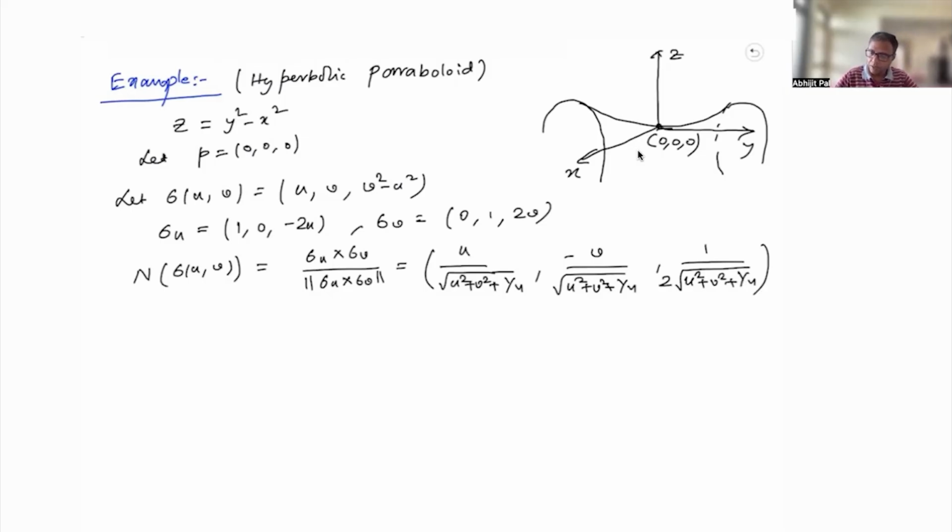Okay. So now let us take a curve alpha(t) which passes through the origin. So alpha(0) is equal to the origin. Let alpha(t) be equal to sigma(u(t), v(t)), where alpha(0) is equal to the point P.